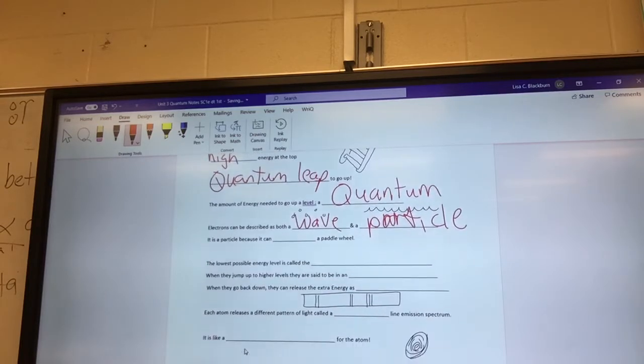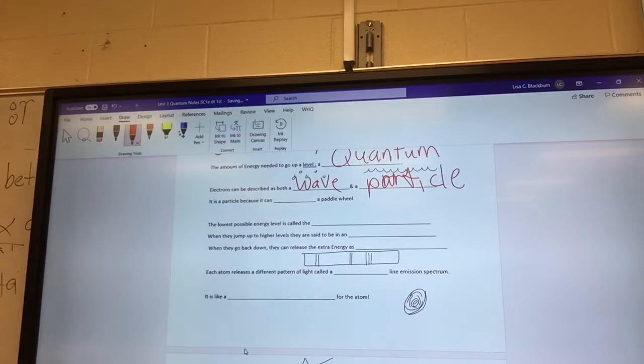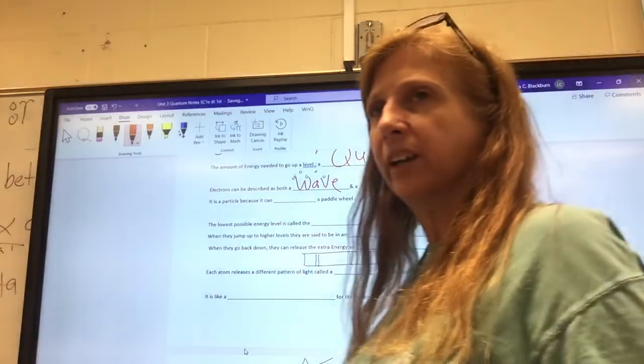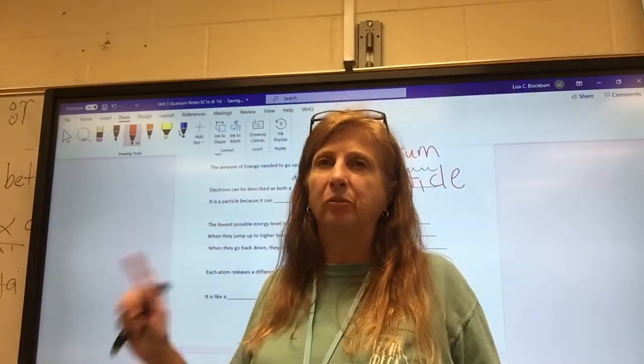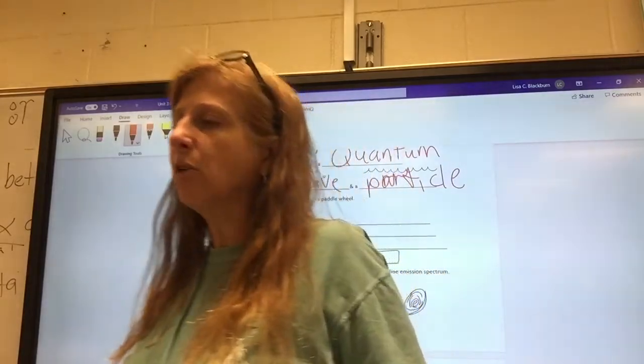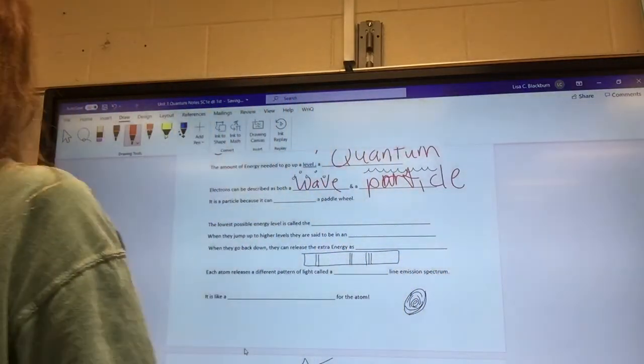There's a relationship between light and electrons, and you know that because if you want to turn on the light in your room, what do you do? Turn on the electricity, right? And what is electricity but flowing electrons? So you already know there is a relationship between light and electrons.